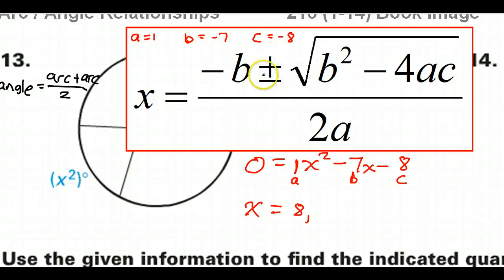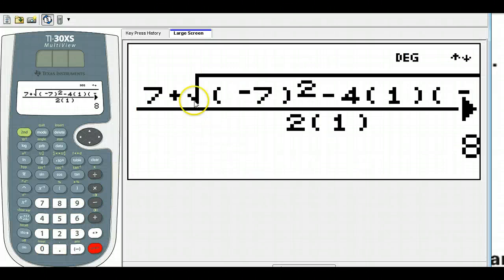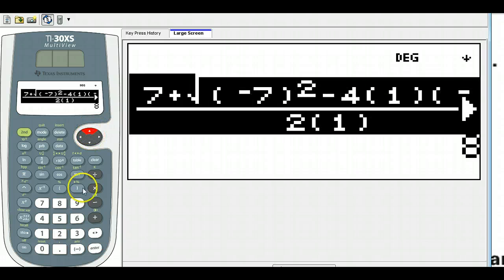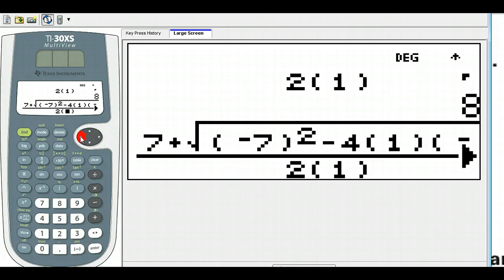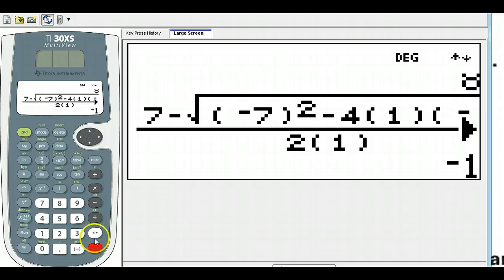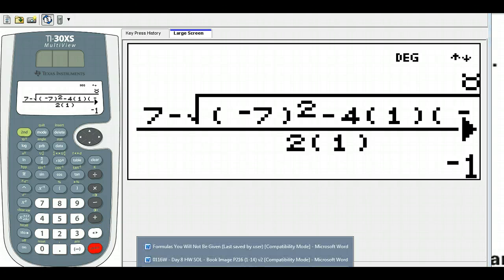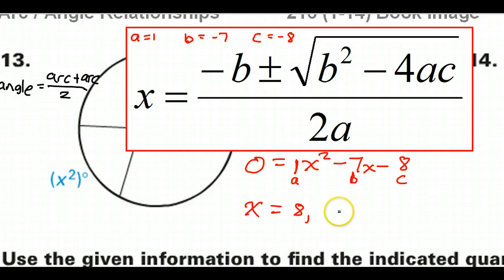Now, the other answer comes from the fact that the quadratic formula has plus or minus. We did the plus just now, so let's go back and do the minus. Luckily, we don't have to type in this whole thing again. If I use my up arrow key, highlight this, hit enter, now I can re-edit this. So I'll just use my left arrow key to move over until I get to that plus sign. And then I'll just change it to a minus sign instead and hit enter. So that gives me negative 1. Okay, so my 2 solutions are 8 and negative 1.